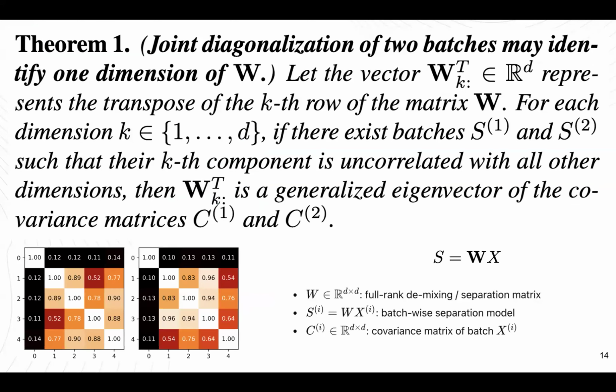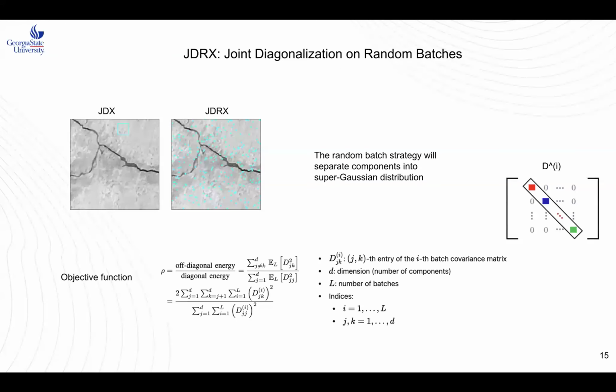So I didn't have further proof to write down in the slides for this GDX. The next part is for the GDRX. Different from GDX, where we select the batch structurally like a small square or any kind of shape, but I use a square for simplicity here, in GDRX you select random batches. Each batch consists of random pixels, and it computes a covariance matrix from a randomly shaped batch. So in this strategy, it will separate components into super Gaussian distributions.